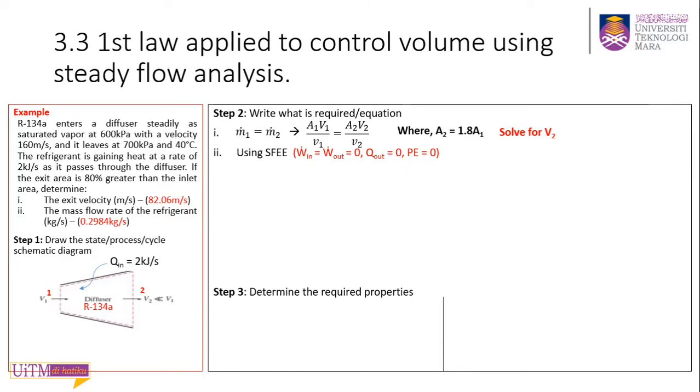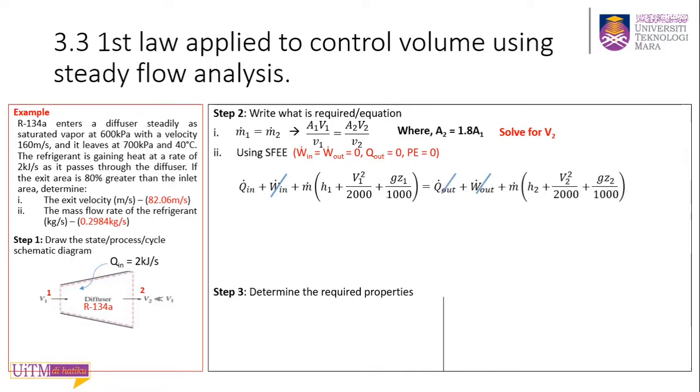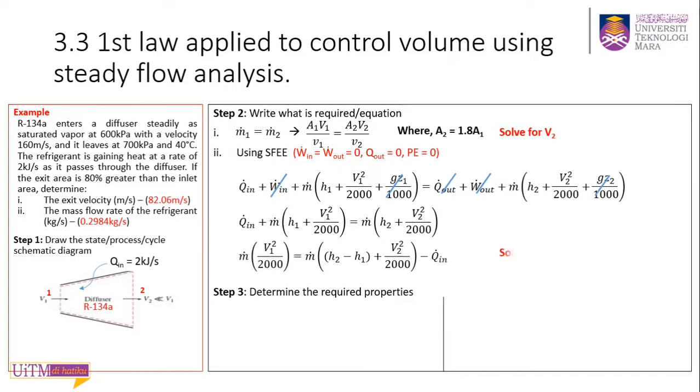But first, remember to identify and write the conditions for the system based on the question. From the general equation, cancel the terms based on the conditions and rewrite the equation. Rearrange the equation in terms of inlet velocity. And here we can solve for the amount of mass flow rate, m dot. For step 3, determine the required properties at each state.